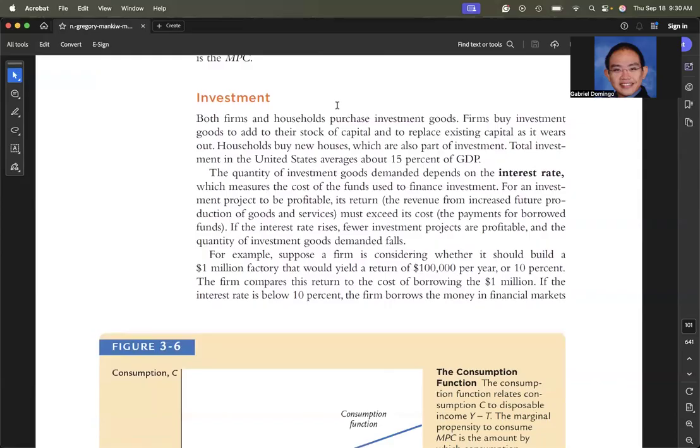Next is investment. Both firms and households purchase investment goods. Firms buy investment goods to add to their stock of capital and replace existing capital as it wears out. Households buy new houses, which are part of investment. Total investment in the US averages about 15% of GDP. You can also take a look at how much investment is as a share of GDP in the Philippines.